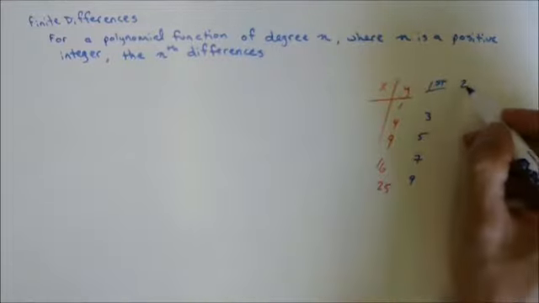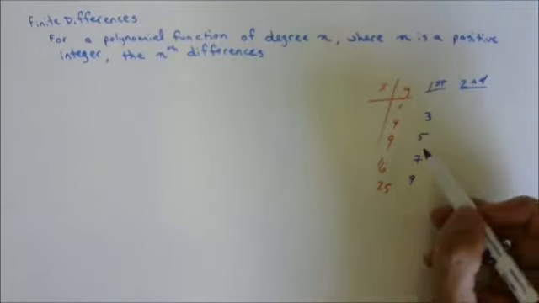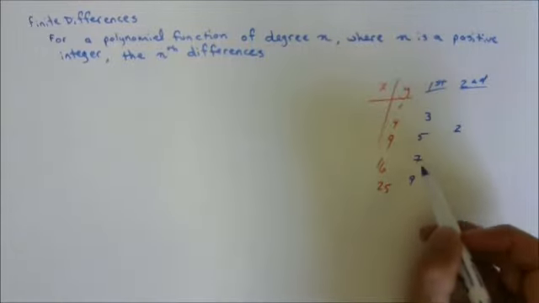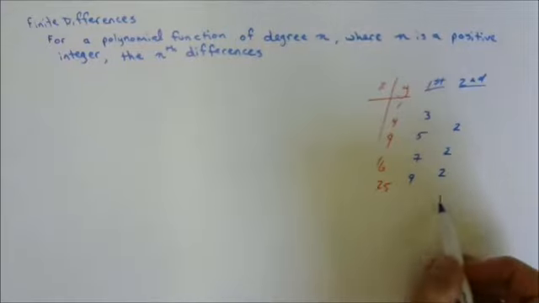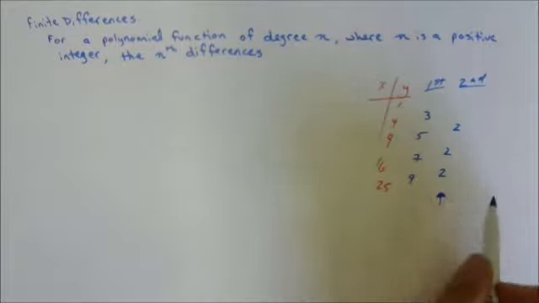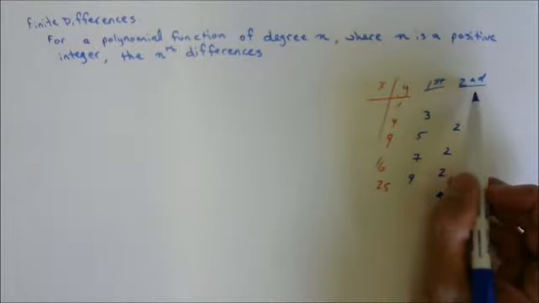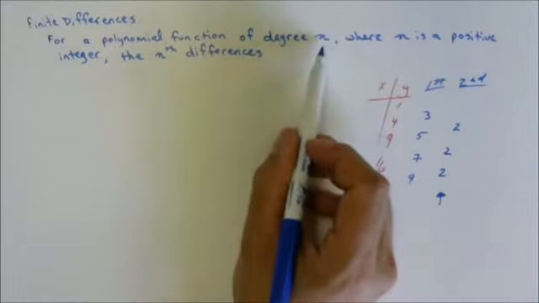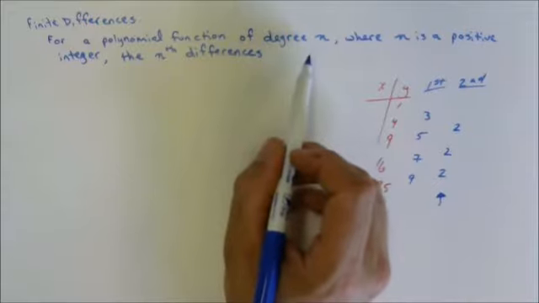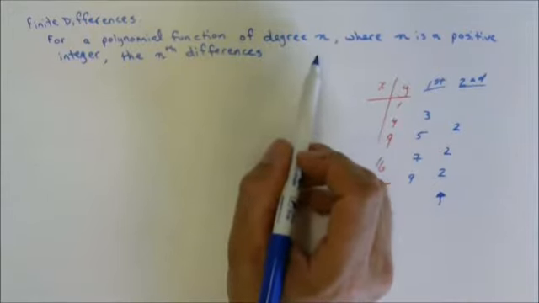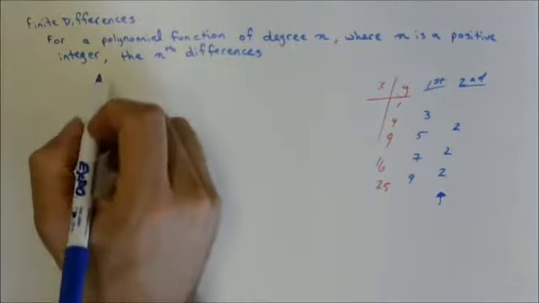Okay? Then we would get the second differences. 5 minus 3 is 2. 7 minus 5 is 2. 9 minus 7 is 2. And once we had a constant, such as 2, 2, 2, then we'd be done. Since it's the second difference, we would know that it was a quadratic with degree 2. Okay? That's something we've done in the past. So this is going to repeat that and then extend from that.